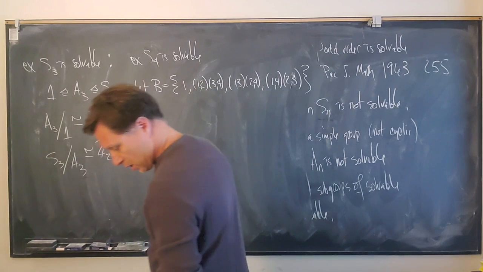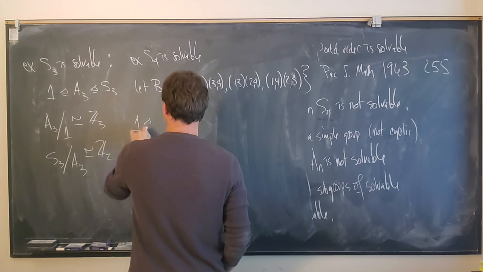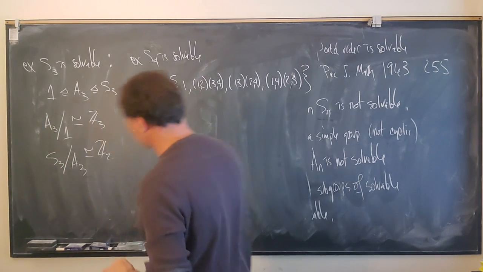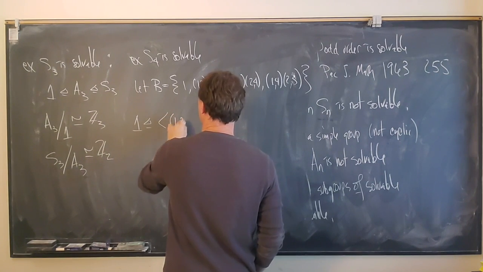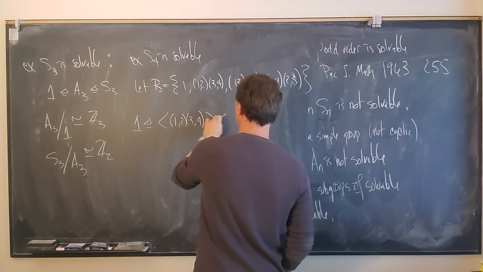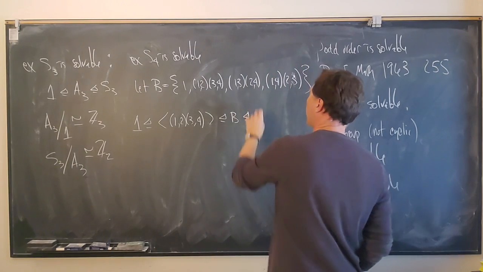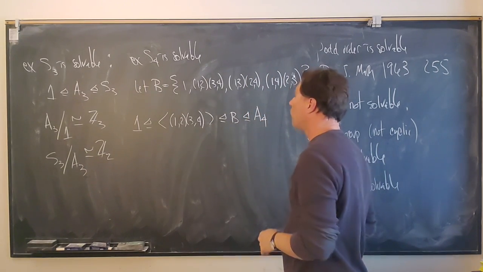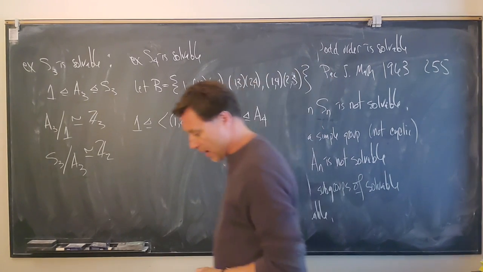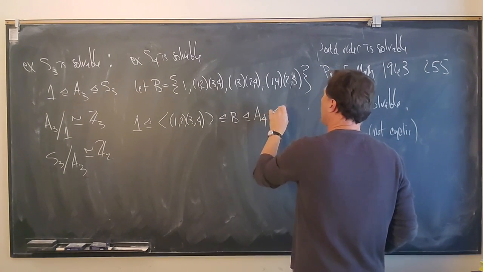And so then here's our subnormal sequence. We've got the identity is a normal subgroup of the cyclic subgroup generated by (1 2)(3 4), which is a normal subgroup of B, which is a normal subgroup of A4. We showed this back in Math 41. This subgroup is a normal subgroup of A4, and then A4 is a normal subgroup of S4.